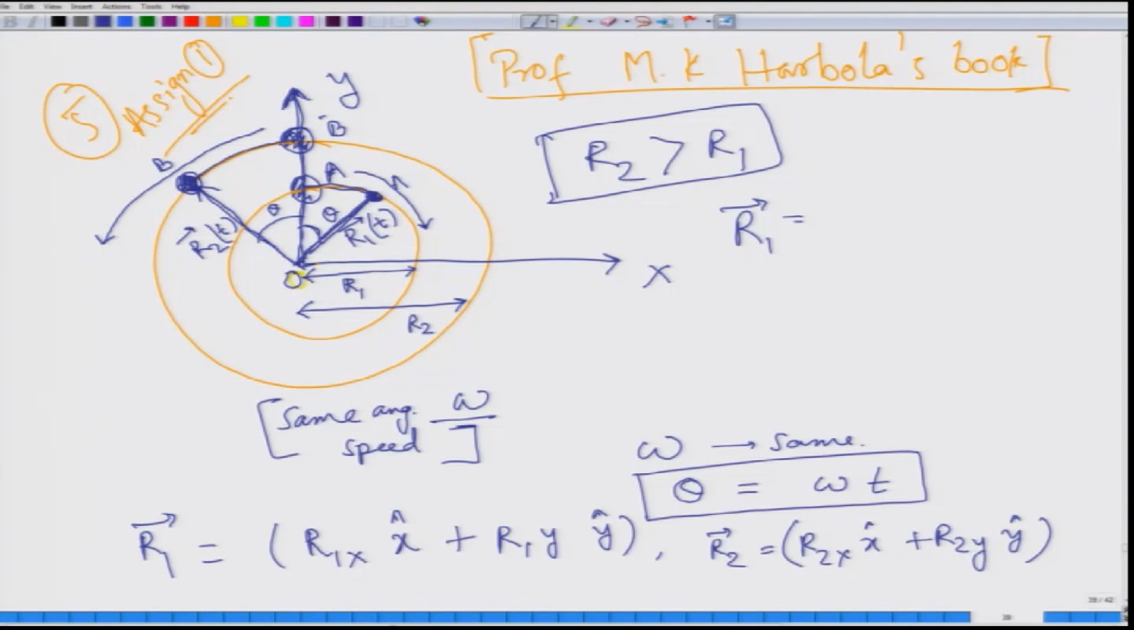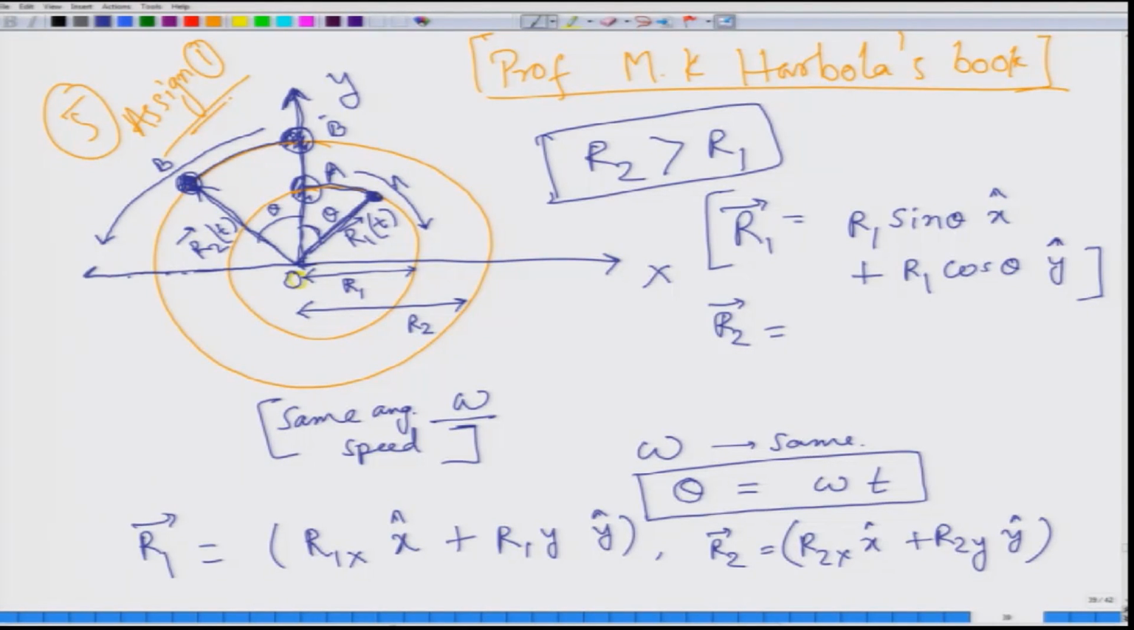So now I can just write R1 sin theta x. Why is it positive? Because you can see that the component of R1 along the positive x axis will give me a positive value for this. So I get R1 sin theta x plus the component of R1 along the positive y axis will be R1 cosine theta y. For R2 I can write, you can see, this is the negative x axis.